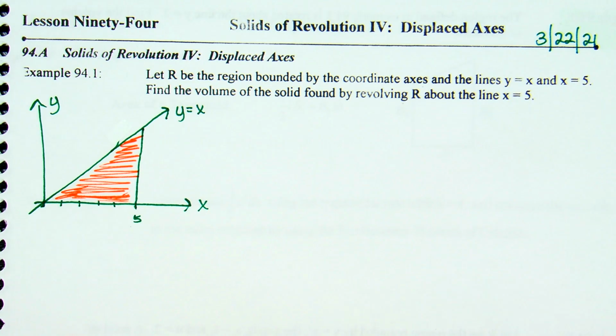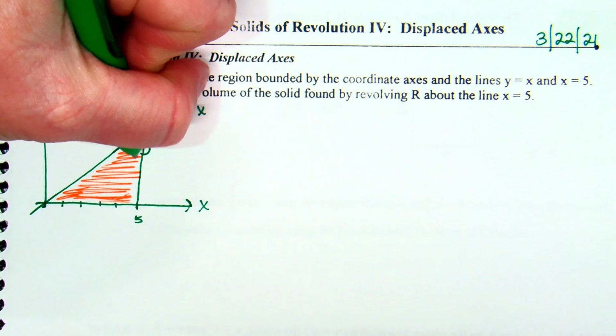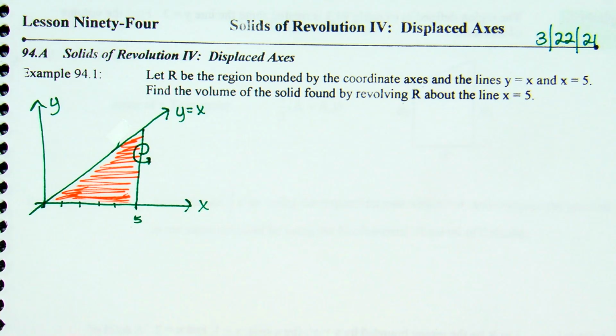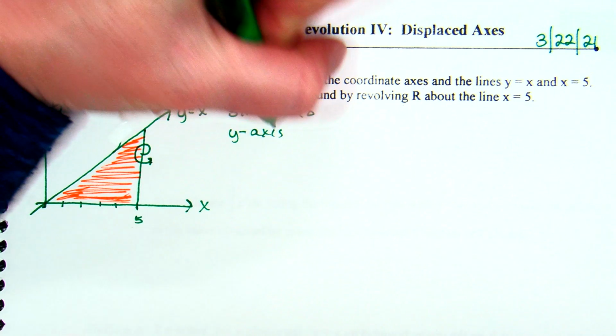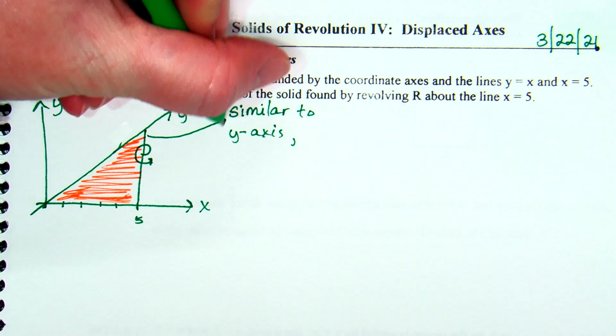Now, specifically, what are we revolving it around? Okay, it's around this line, x equals 5. So we're revolving it around that line right there. Now, that line is a vertical line, which means that is similar to which axis? The y-axis. So as we do this problem, because that is a vertical line that is similar to the y-axis, then what are we going to have to do this in terms of? Y's, right? When you are rotating around the y-axis, we work in terms of y.